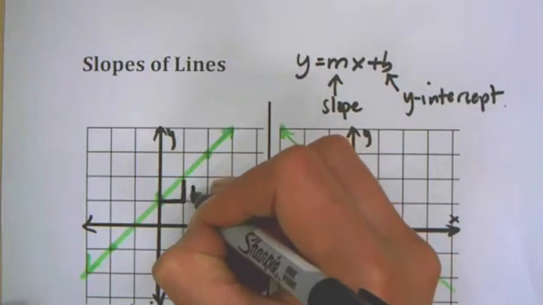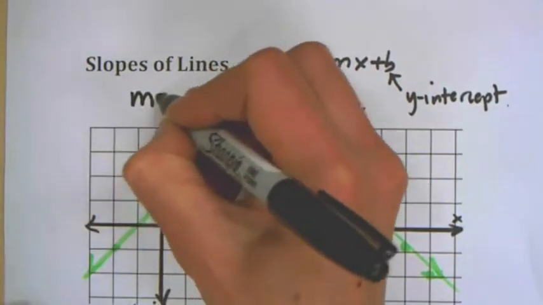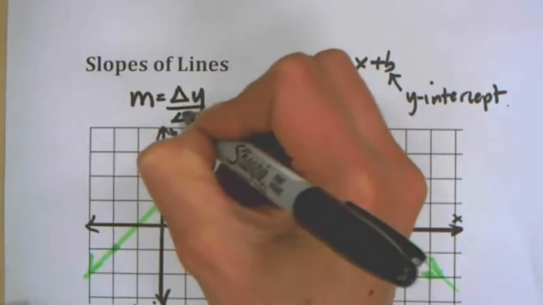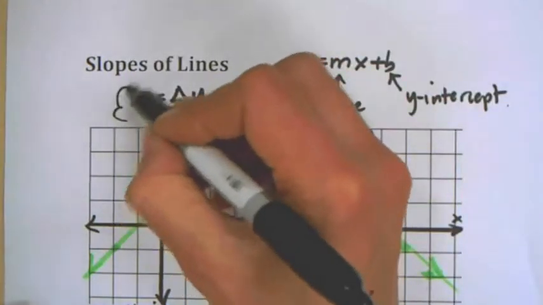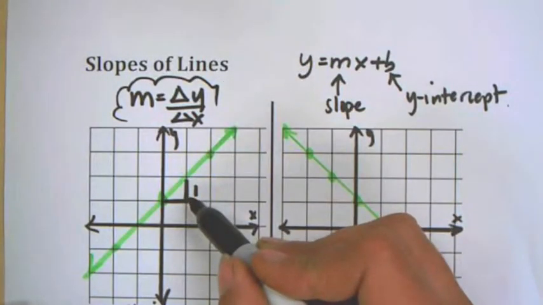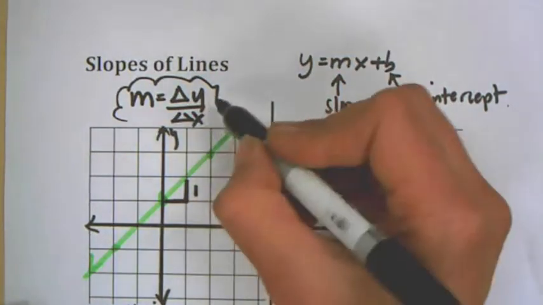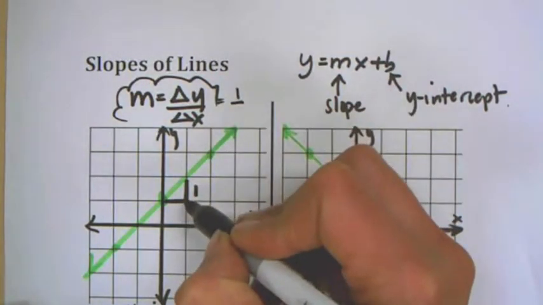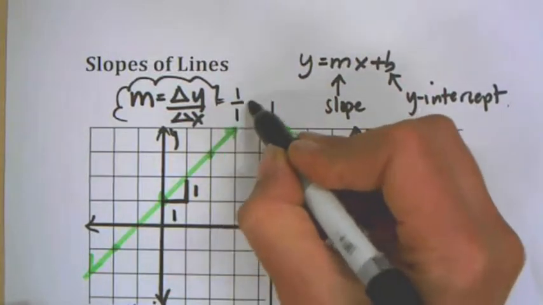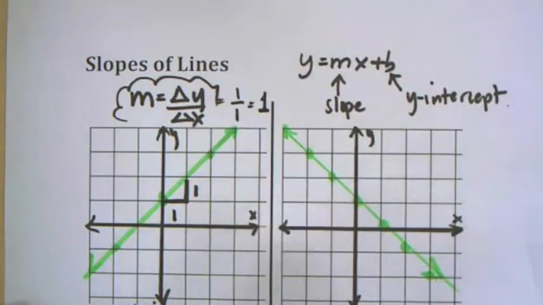To find the slope, it's the change in y over the change in x, or as some people say, rise over run, which makes a little less sense when you go down for rising. So we have a slope of 1, change in y over change in x, 1. So the slope is 1.